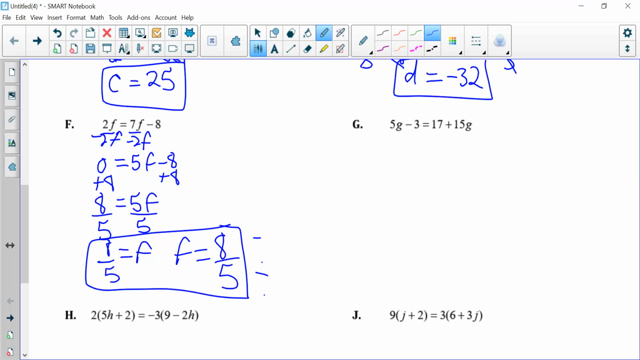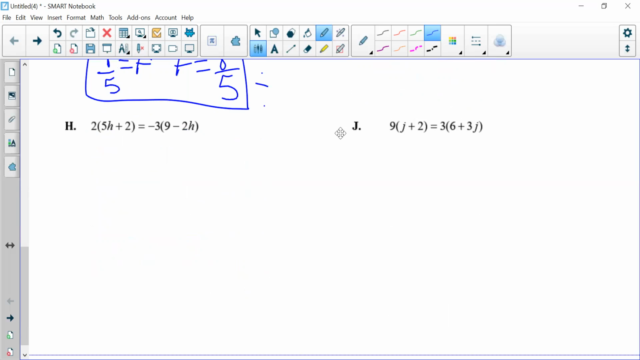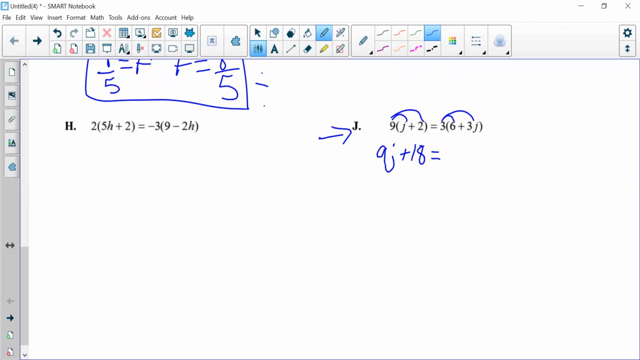All right, g is more of the same that we just did. So let's look at j. For j, this is one where we're going to have to distribute before we can solve it. So let's distribute. Right? So 9 times j gives me 9j. 9 times positive 2 gives me a positive 18. Bring down my equal sign. 3 times 6 gives me 18. 3 times positive 3j gives me a positive 9j.